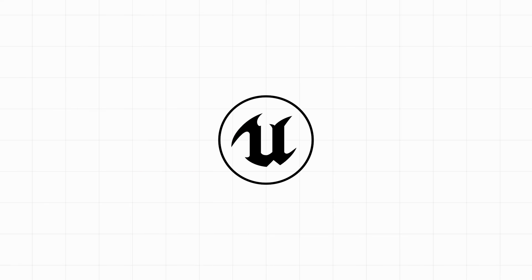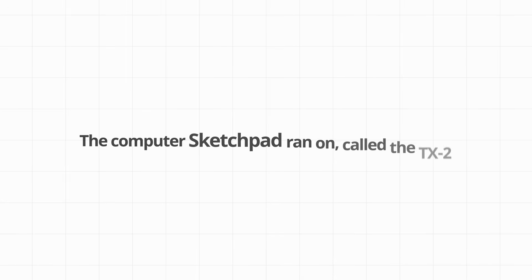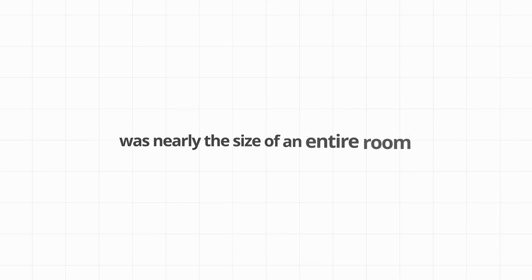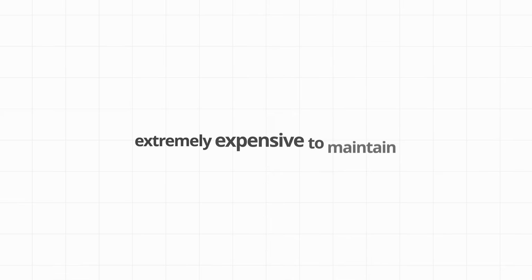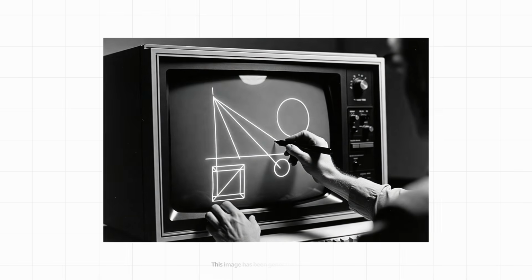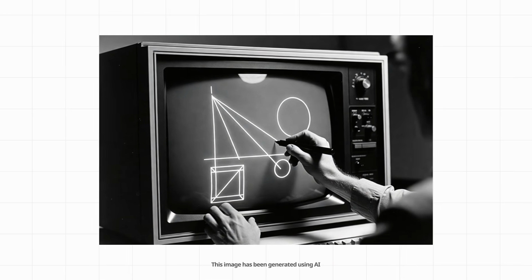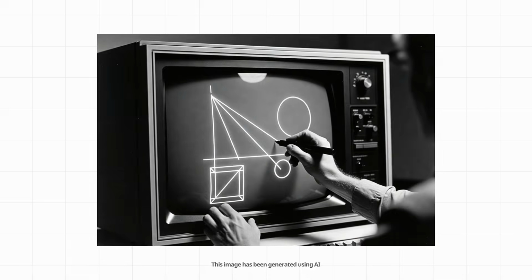But like many great inventions, there was a major problem. The computer Sketchpad ran on, called the TX2, was nearly the size of an entire room, extremely expensive to maintain, and despite its grandeur, its processing power was less than the cheapest modern smartphone. CAD had been born, but in a golden cage. Beautiful, powerful, and completely out of reach.